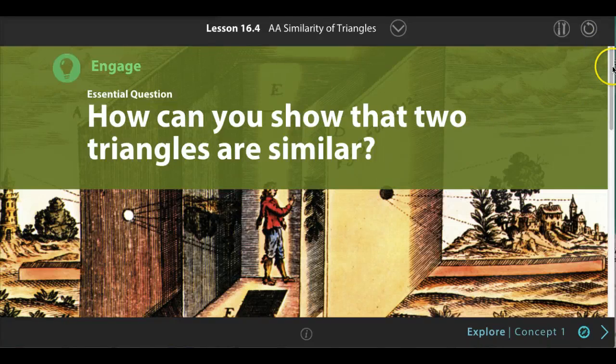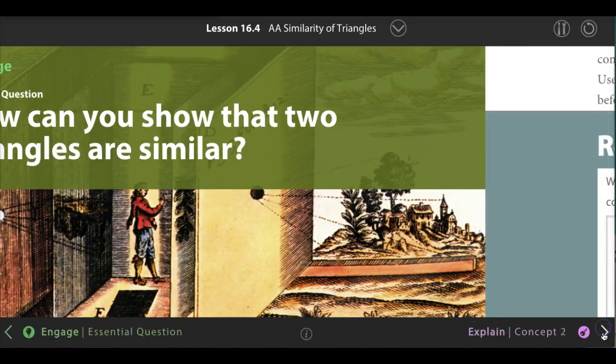So this is the last section in chapter 16, okay? So let's go ahead and copy the essential question. How can you show that two triangles are similar? Very easy stuff and also exciting stuff.